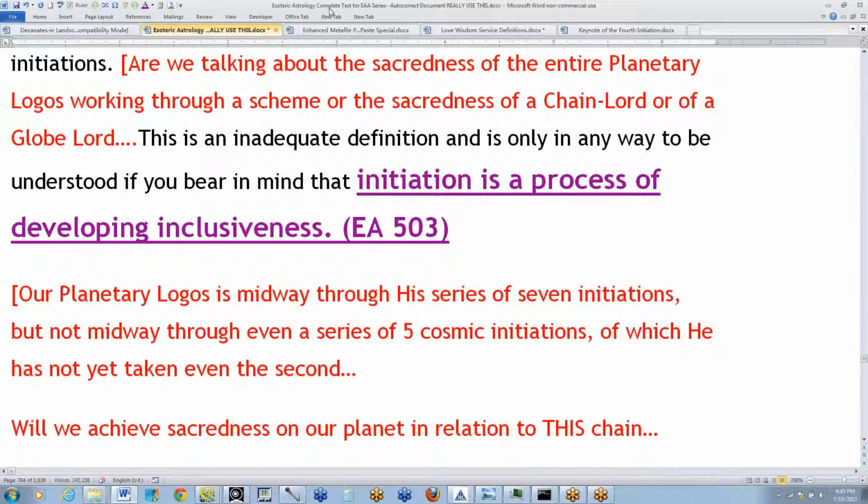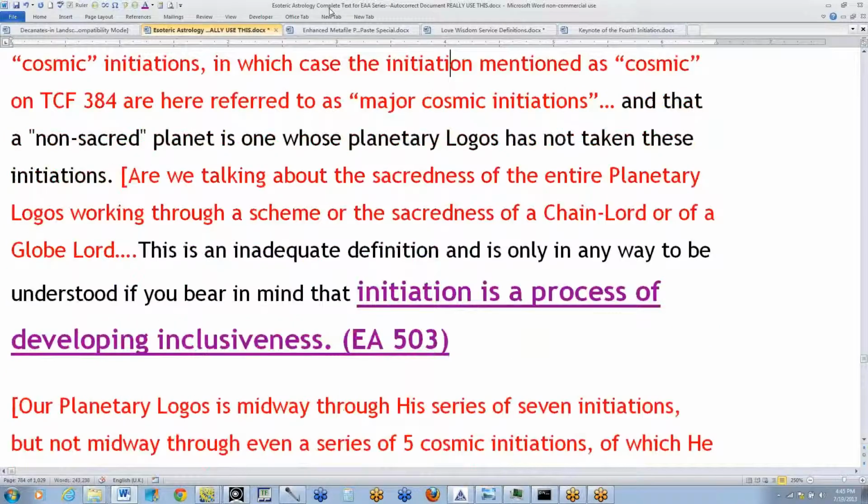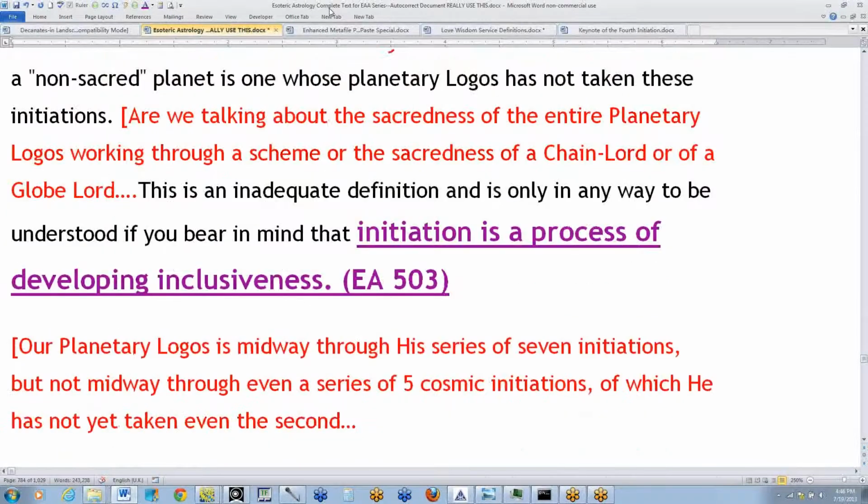There is a hint here. I'm not quite grasping it, but the initiation is a process of developing inclusiveness, and we are dealing with the definition of a sacred and non-sacred planet. I suppose once the Kundalini has risen completely at the fifth initiation and has brought about the major fusions, there is a great inclusiveness in consciousness, just as there is in a human being.